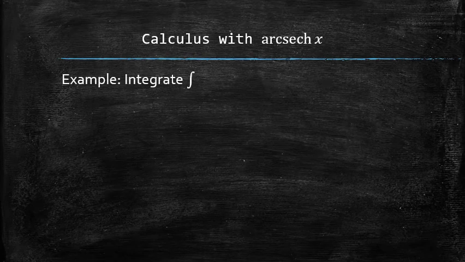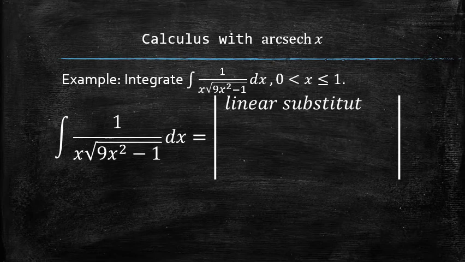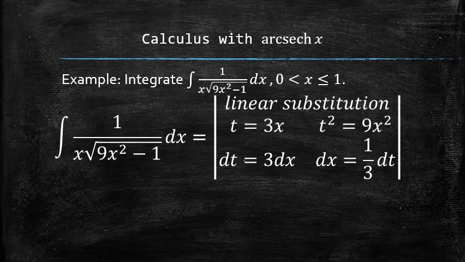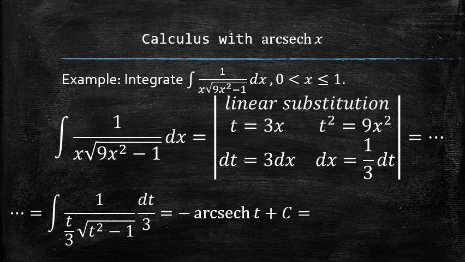Let's do an example, this time of a linear substitution. We set up the linear substitution by setting t equal to 3x and finding the differential of t and expressing dx in terms of dt. As a result, we have a simple indefinite integral in terms of t. We continue with the integration process by finding the antiderivative and replacing t with the original function.